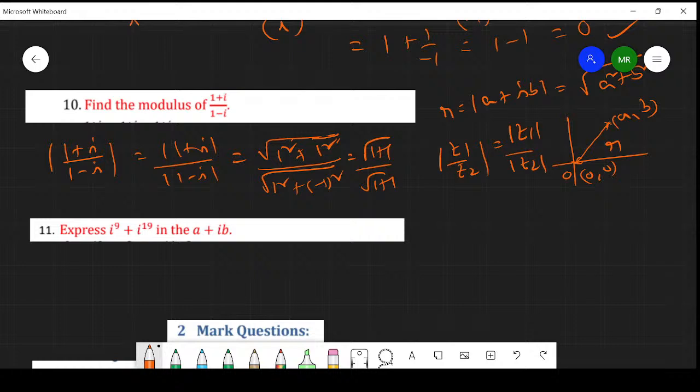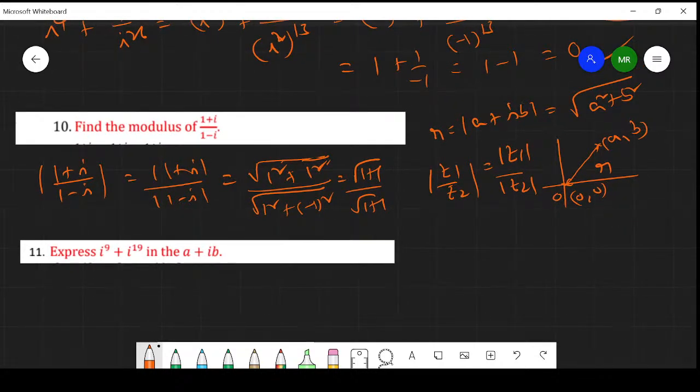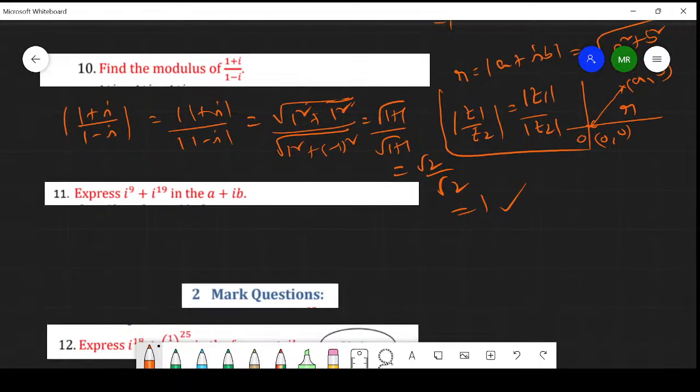Following this formula, mod a plus ib is root of a square plus b square. Now what does the result come to? Here I can write root 2 by root 2, so your answer is 1. So the modulus of (1 plus i) by (1 minus i) is 1. That is how we can solve it; there is a simple way to solve that problem. I hope you understood this.